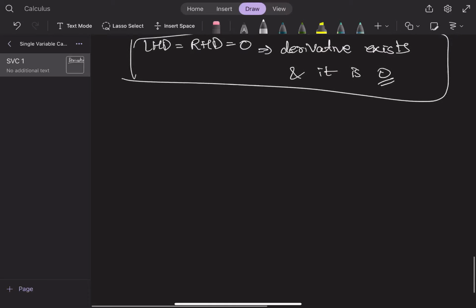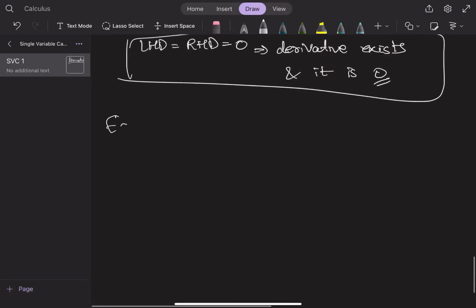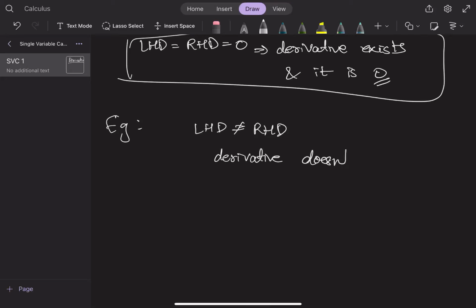Now if you get some question where your LHD and RHD are not equal at the point, that means your derivative doesn't exist at that point.